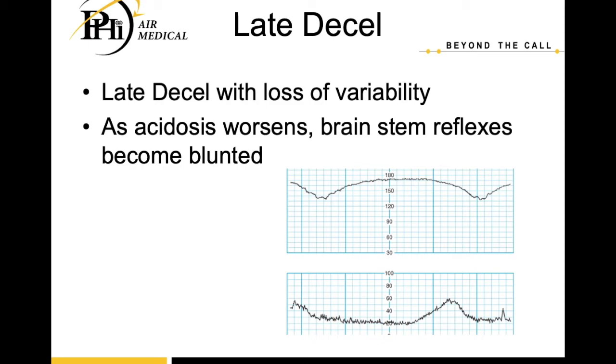And I know I've said these three things a bunch of times, but the implications or the consequences of not doing that resuscitation with high flow oxygen and repositioning and making sure that they don't have any hypotension is to prevent this from happening, right? These late decels with loss of variability turning into a persistent fetal bradycardia.